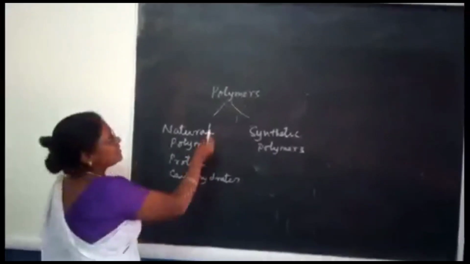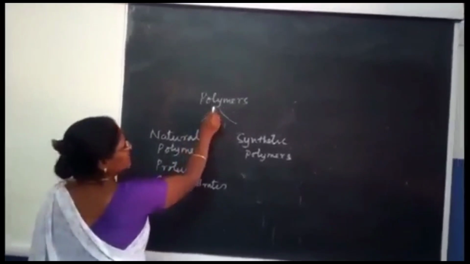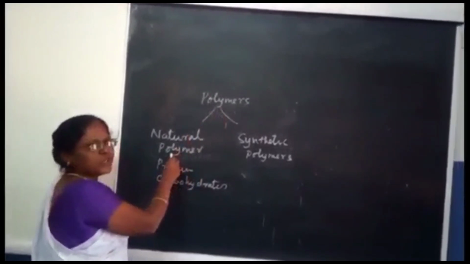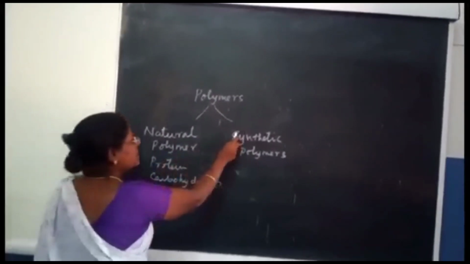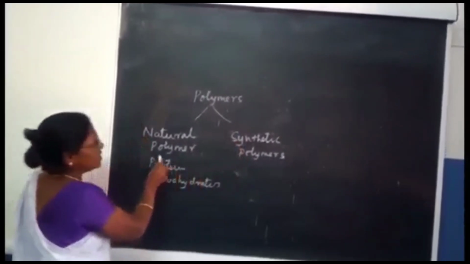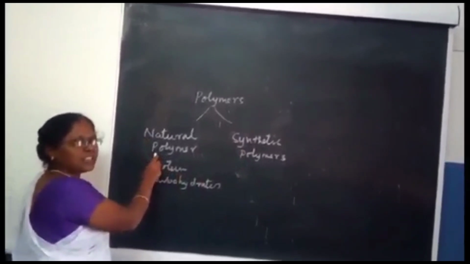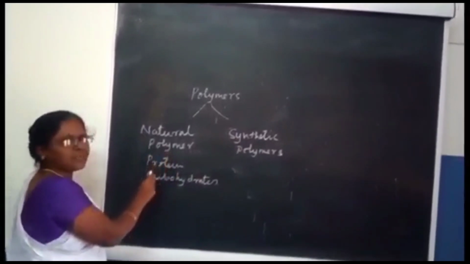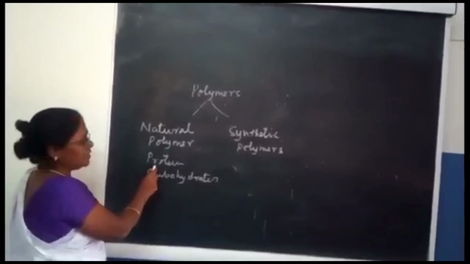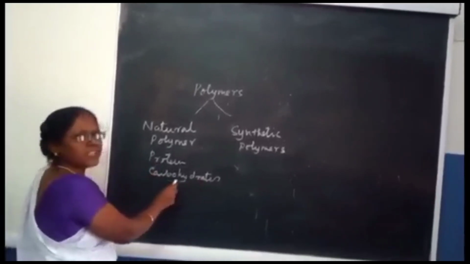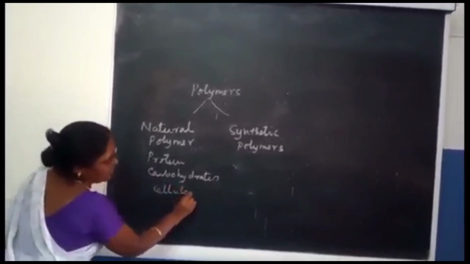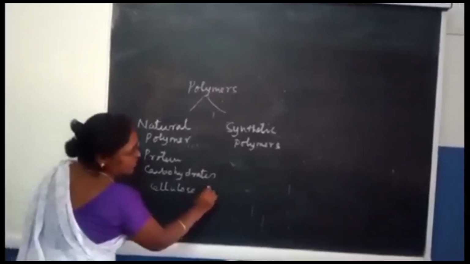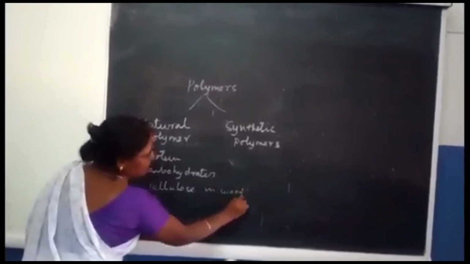So next one is polymers. Polymers can be classified into two types. One is called natural polymer, another one is called synthetic polymers. This natural polymer is found in living systems. It includes protein and carbohydrates in our body. Next one is cellulose. This cellulose is present in wood and paper.